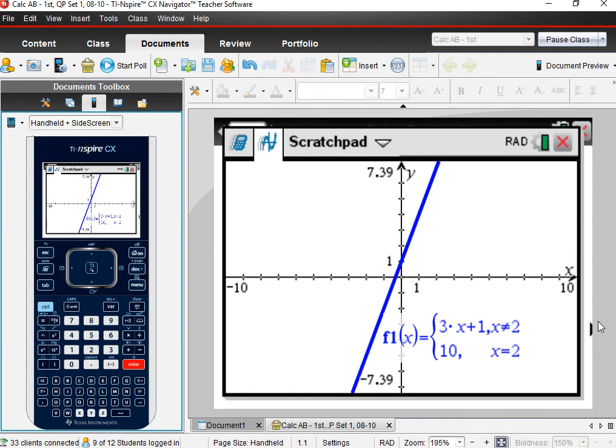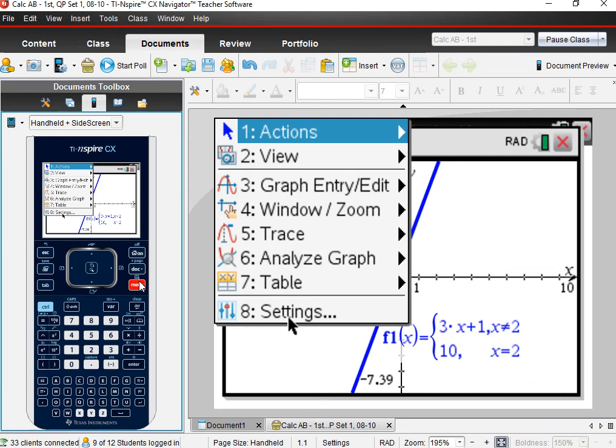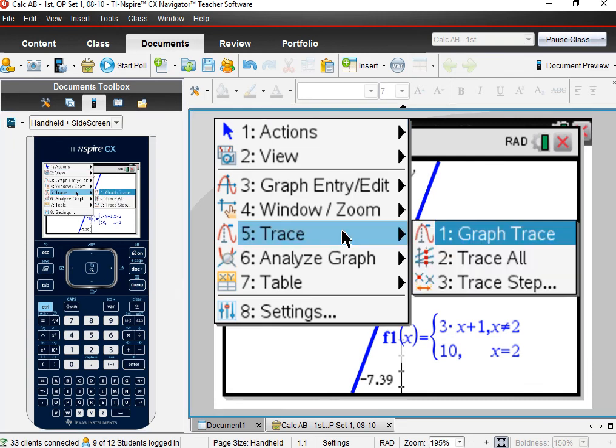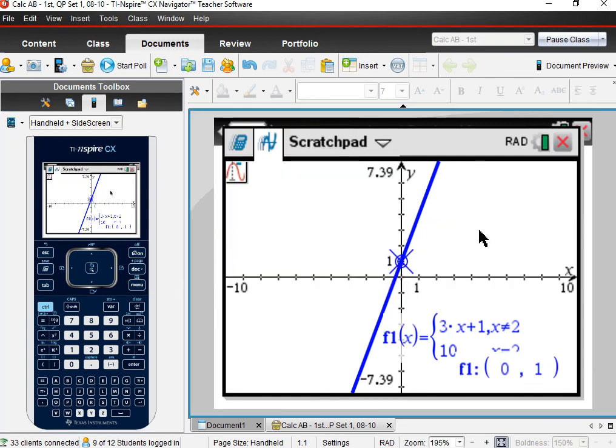All right, so I have my graph here. And we're going to do a little thing with this. It's called trace. So I'm going to hit menu, trace, graph trace. Okay, so I could actually look at the different things here. So it's at 0, 1, and then I could just keep going. And it goes up by 0.3 each time if you notice.